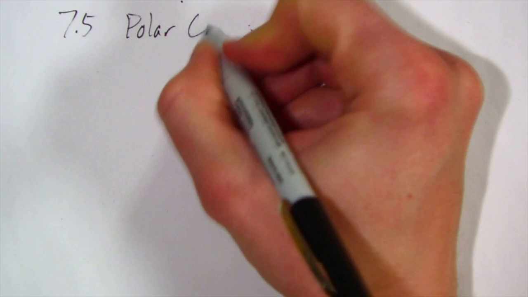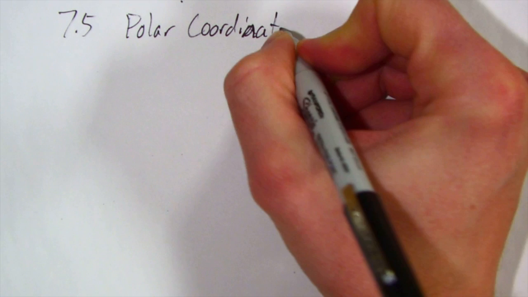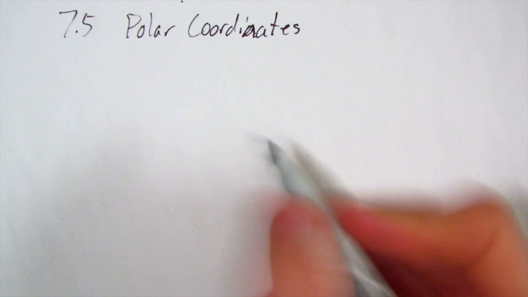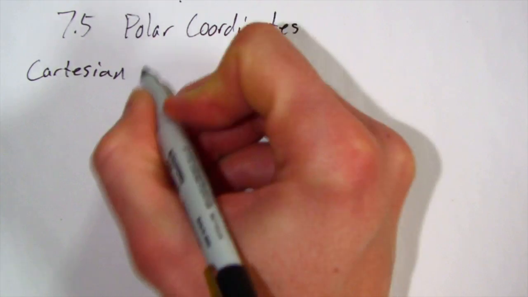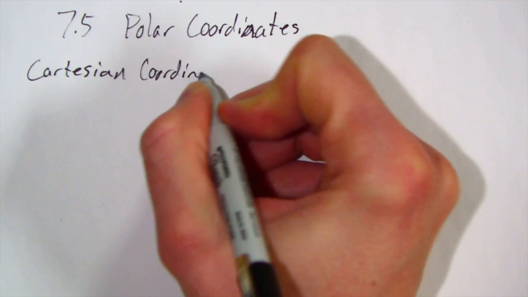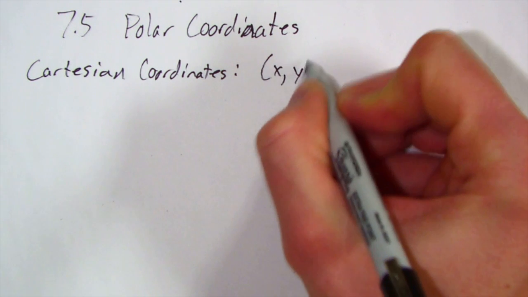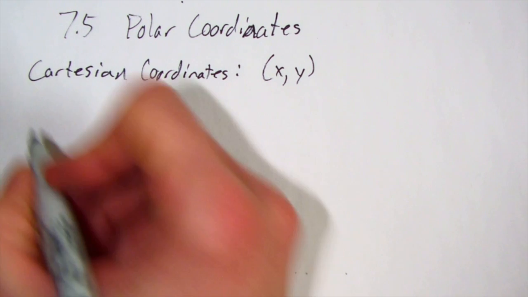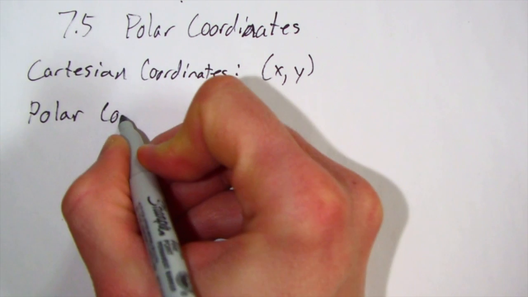What you need to understand about polar coordinates is that they are just a different system of giving coordinates. You are used to these Cartesian coordinates, which are x comma y. That's the system you're used to. You've seen that system before. You've used it a lot. So a new system that you're going to be talking about today is polar coordinates.